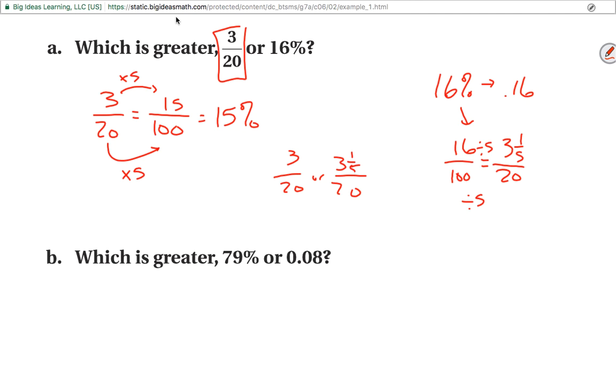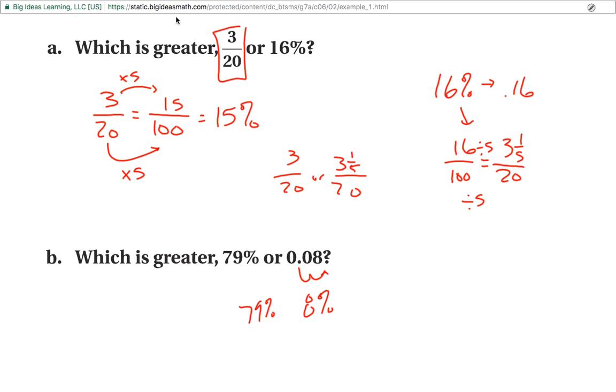Letter B, which is greater, 79% or 0.08? My personal preference is to change this decimal to a percent, and that becomes 8%. So what's bigger, 79% or 8%? Well, 79% is bigger.